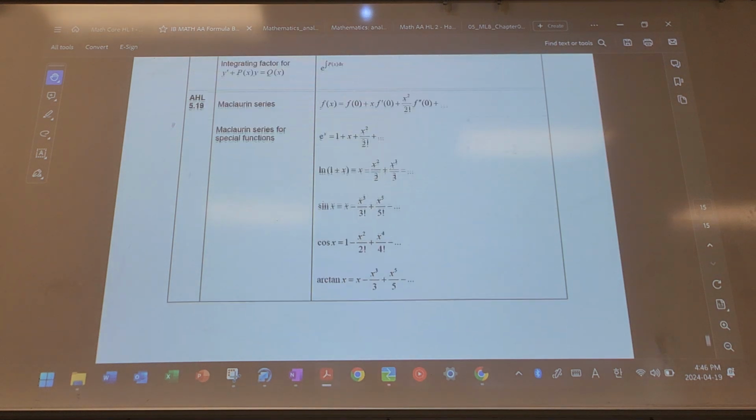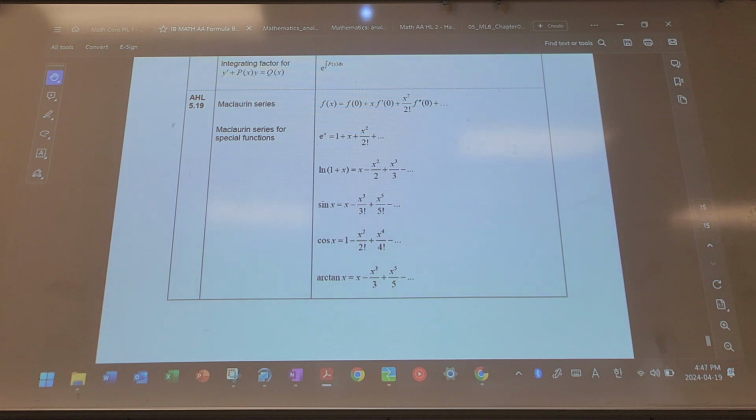So sometimes we can just use the special functions. We can follow it, or we can make our own. Right. So we have f of x, and we can represent it as f of 0 plus x times f prime of 0 plus x squared over 2 factorial of f double prime of 0, plus dot dot dot.